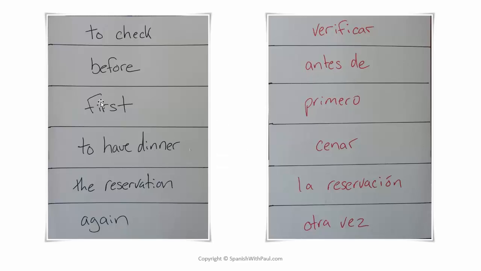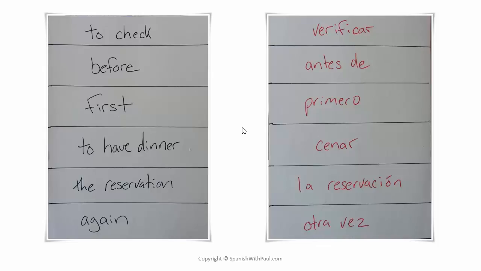Basically, on one side of the card, I don't have one word, but I have 6 words. And these I took at random from the first translation that we just went through. So I have to check, before, first, to have dinner, the reservation, and again. Then on the other side, I have the answers in Spanish.